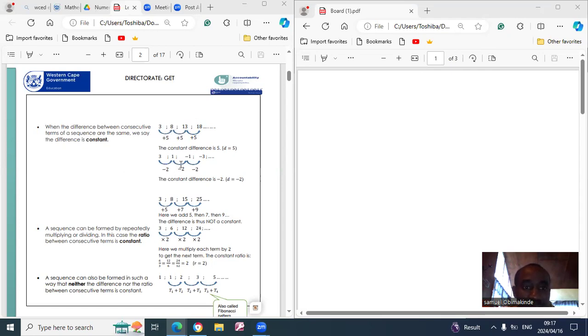So if we look at another sequence, the first term of this sequence is 3. The second term is 1. The third term is -1. And the fourth term is -3. If you look at the difference between any two consecutive terms, it will be -2. And I will show you why that is the case.